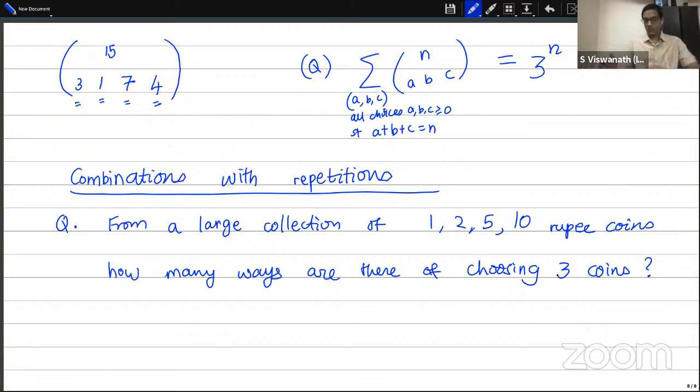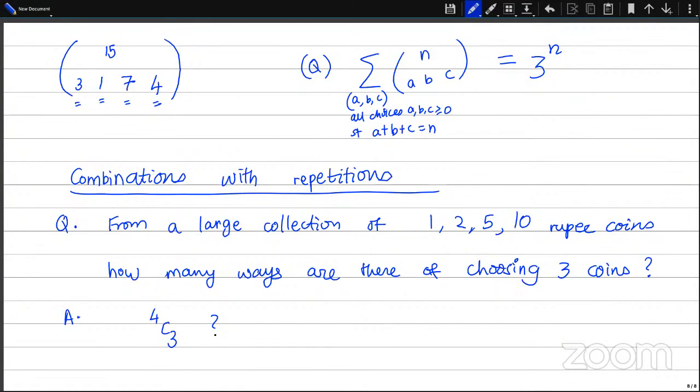But those coins themselves are available in plenty. Imagine you're in a bank in which they have any number of these coins, but you just want to form a combination of 3 out of these coins. The question is, how many different combinations can one form? The first question is, is it 4 choose 3? No. So it's not 4 choose 3.